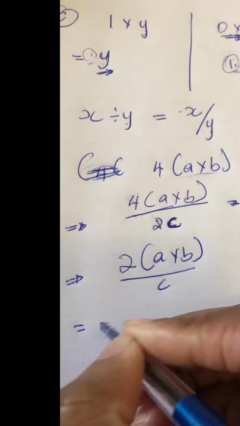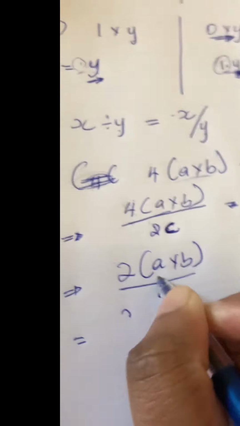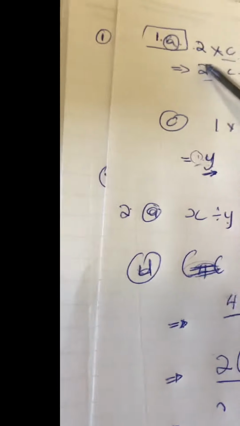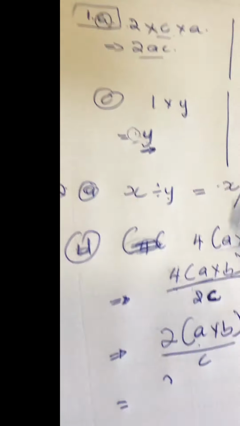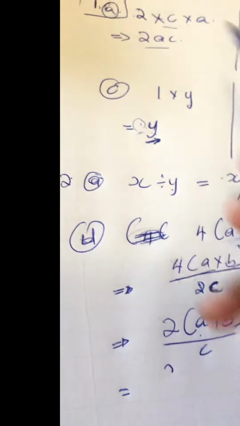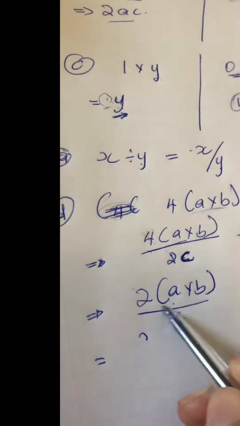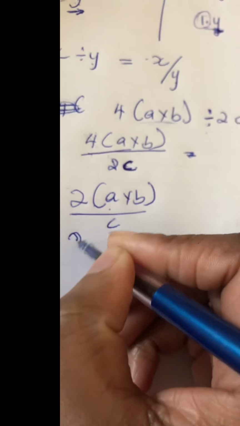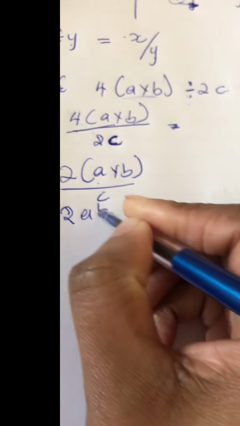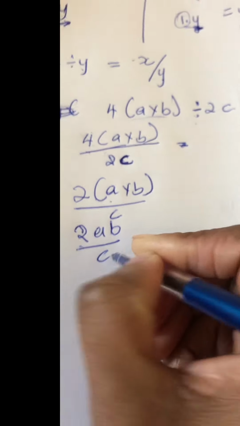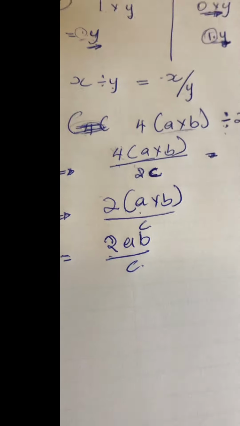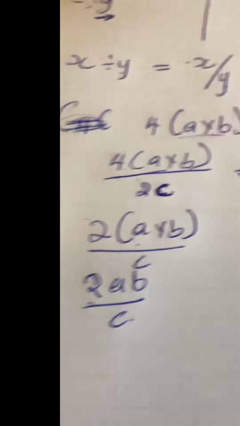And then your final answer will be, this goes back to here. 2 times C times A goes back to there. Remember, 2 times C times A is 2AC. So you can actually say 2AB all over C. Sorry, I hope that makes sense.